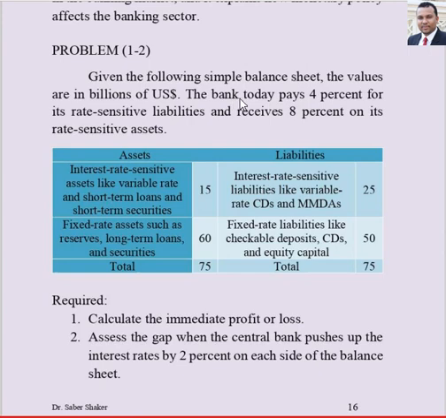When I said that the bank today pays 4%, when the bank pays, in this case we talk about deposits. Deposits are reported on the liability side. On the other hand, the bank receives 8% from the loans, and loans are reported on the asset side. So deposits are reported on liabilities and loans on the asset side.